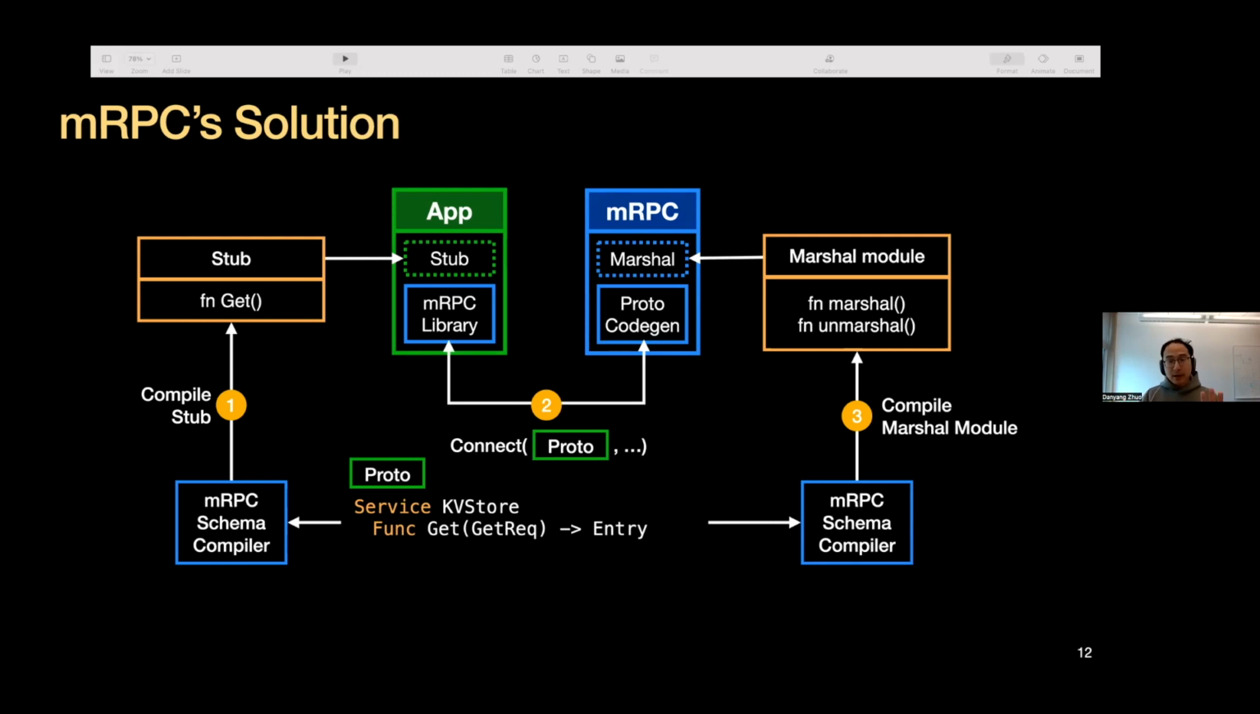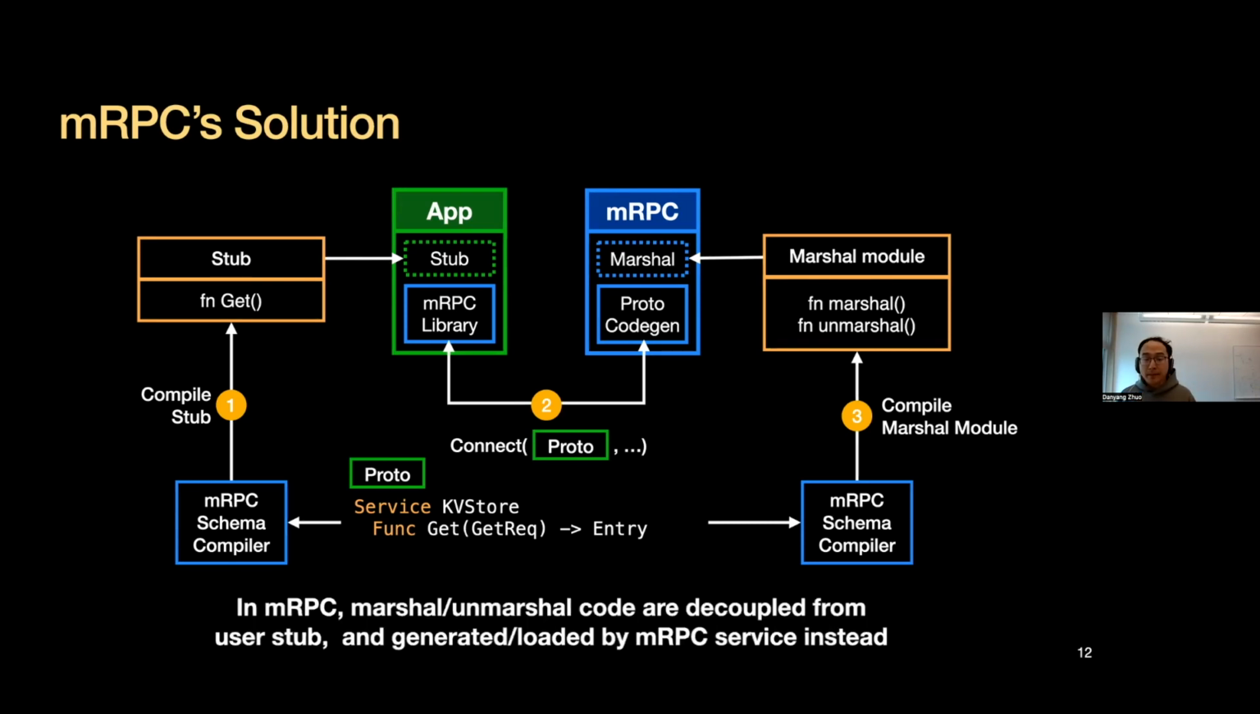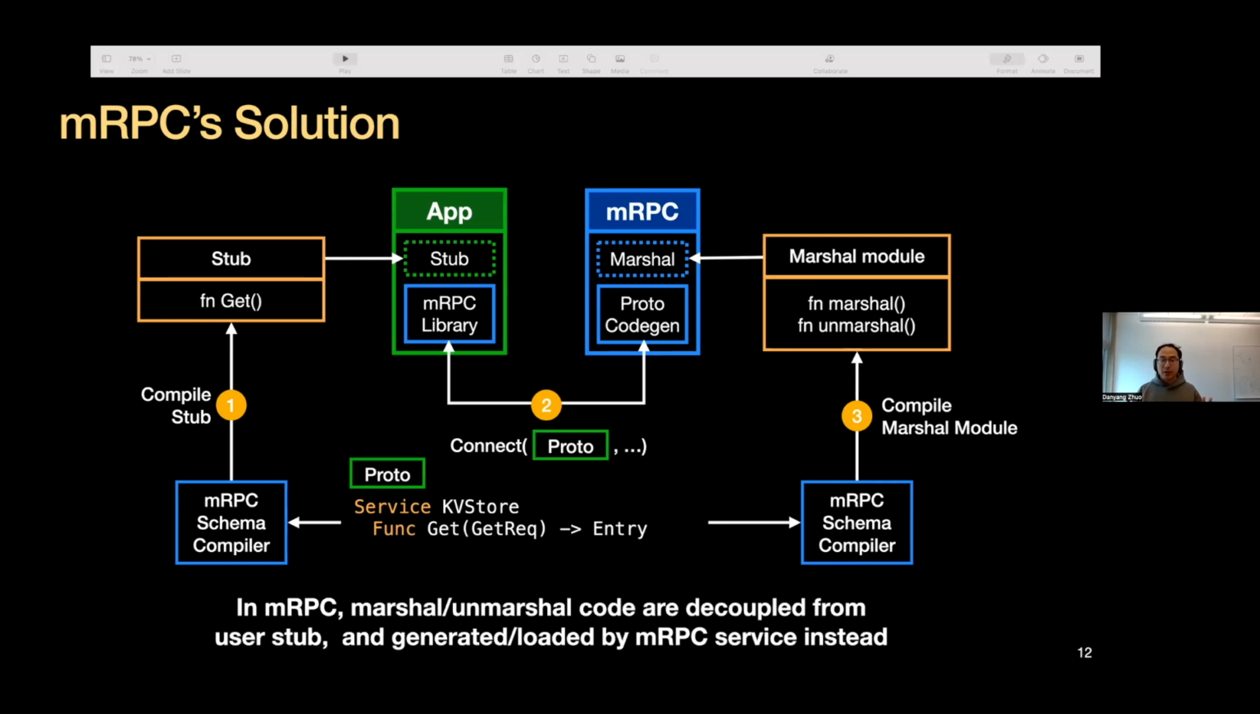So in this way, the application and the mRPC service can talk using layer 7 communication, and then the RPC service can apply policy and then use the marshalling procedure to generate some TCP packet or RDMA message and deliver it to the remote site. So it reduces the marshalling and unmarshalling overhead. So in mRPC, marshalling and unmarshalling code are decoupled from the user stub and are generated and dynamically loaded by the mRPC service instead.